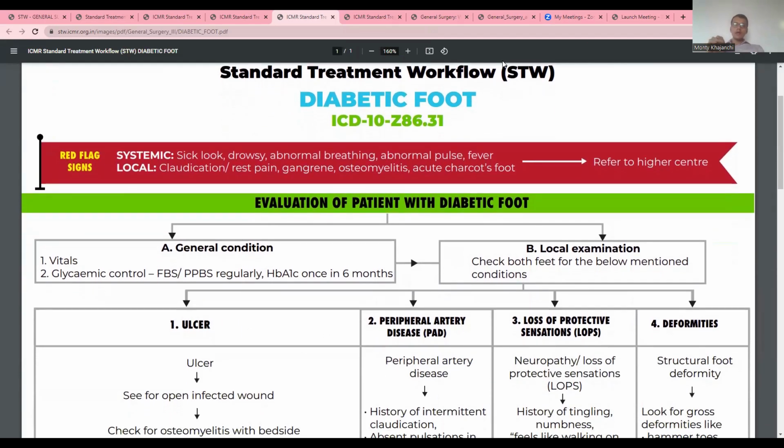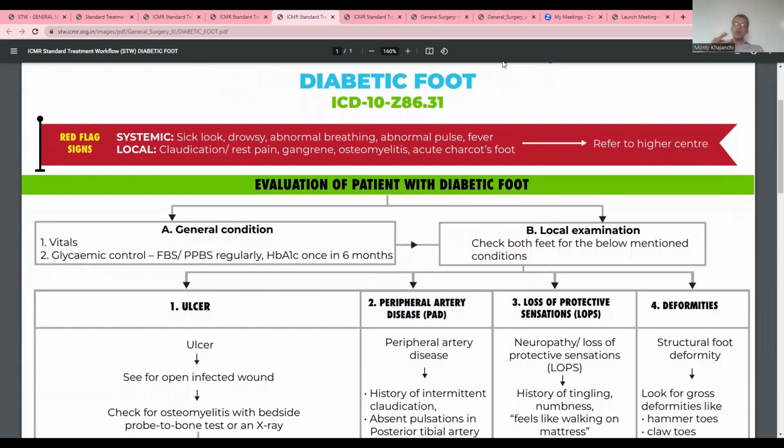In the evaluation of the patient, you look at the patient as a whole, and look at the vital signs, because that tells you a lot if the patient has come with an ulcer or a wound or some kind of a discharge or a swelling in the lower limb. The vital signs tell you whether this has become generalized or systemic, or is still local to the foot. So that gives you a fair idea just by monitoring the vitals.